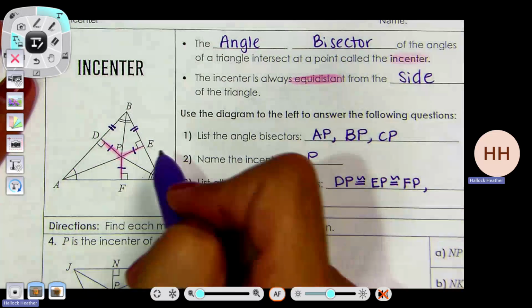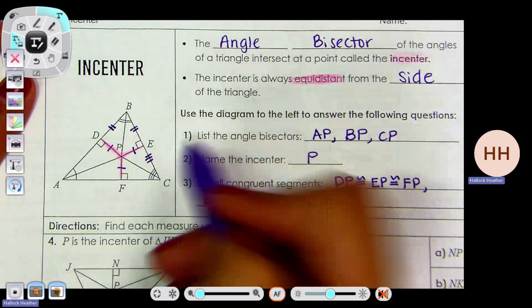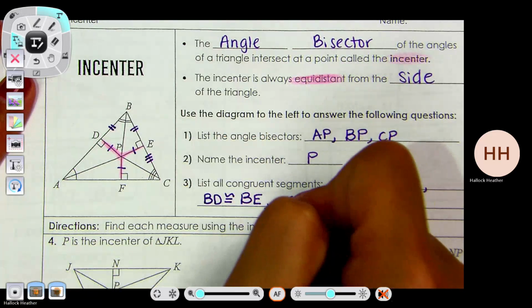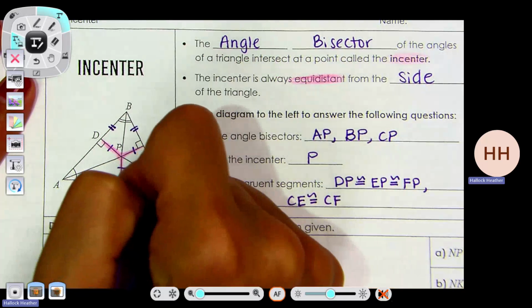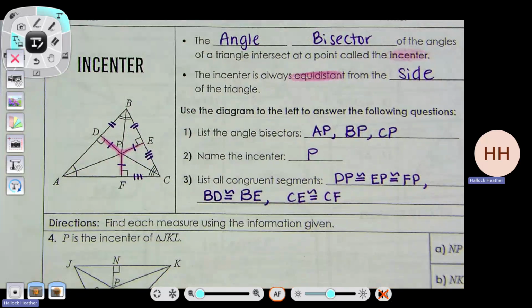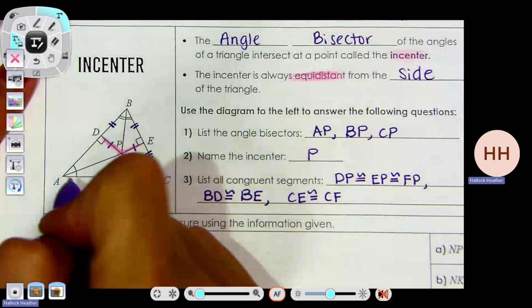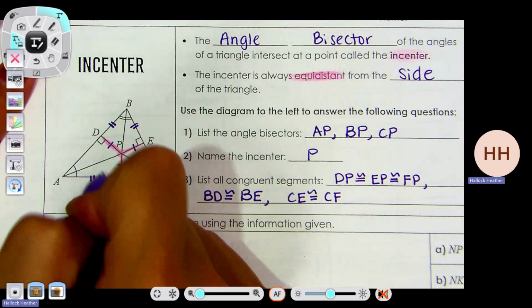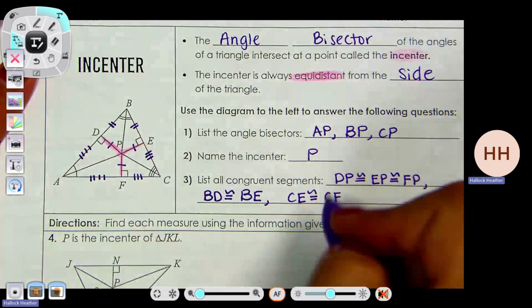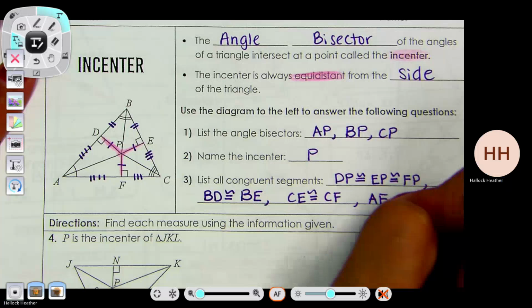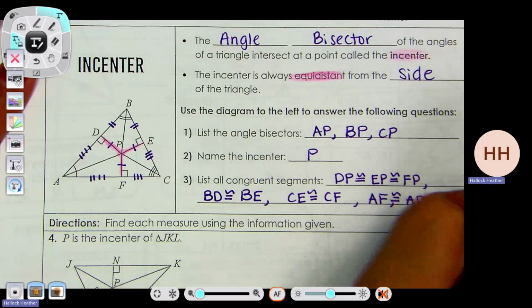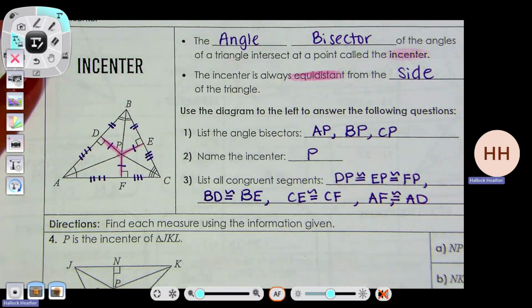The next one I want to do is C to E. CF. Nice. 1, 2, 3. And then the last ones are the longest two. It kind of looks like a party hat. Okay, they're the same. So party hat over here. 1, 2, 3, 4. 1, 2, 3, 4. So last one's AF matches what? AD.